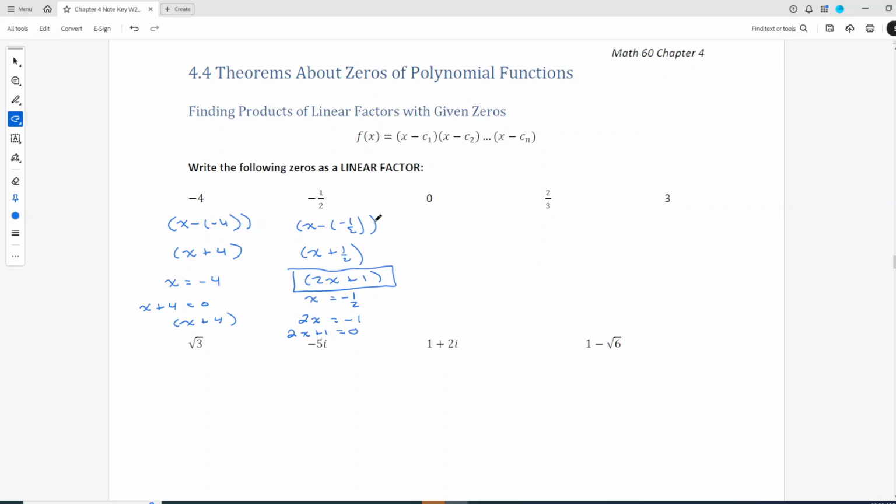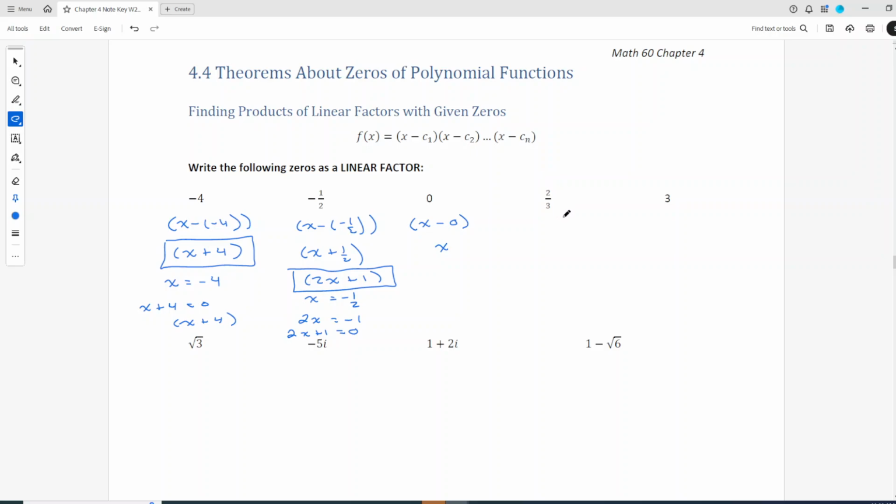So for this one, my factor will be 2x plus 1, and for this one, my factor will be x plus 4. Okay. What if my zero was a 0? If I use the x minus c thing, I'd have x minus 0. Well, it's just an x. Even if I started with x equals 0, it's just an x. So if you ever have 0 as a zero, know that there will be an x in your factored polynomial function. All right. Whew.